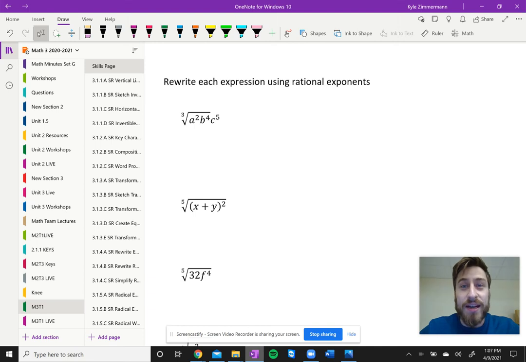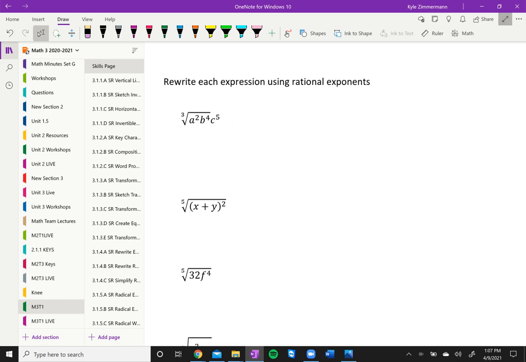Hey team, it's Mr. Z, and today we're going to rewrite some expressions using rational exponents. Let's take a closer look.